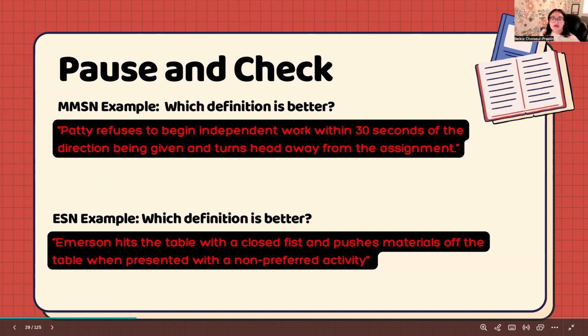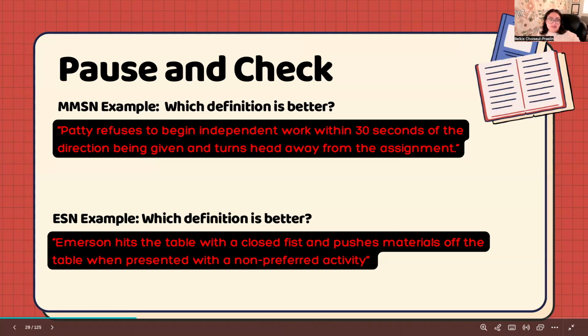Now we compare that to Patty refuses to begin independent work within 30 seconds of the direction being given and turns head away from assignment. This version of the definition of the behavior is clear, it's observable, and it's measurable. Exactly what we need for strong data collection and shared understanding across staff. The same idea is for the extensive support needs example. A was the correct answer. So saying Emerson is aggressive is too vague, but Emerson hits the table with a closed fist and pushes materials off the table when presented with a non-preferred activity. Now we've got something we can actually observe, we can define and support.